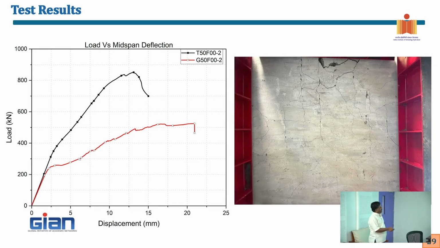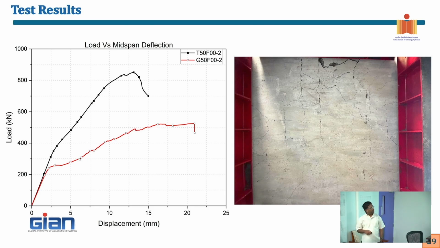You see nice distributed cracks. Both of them failed in a similar way. But what we find here is this one failed at about 500 kilonewton, and this one was able to take higher load. What's the floor, sir? This is a 150 mm thick slab. For the reinforcement, the black is with steel and G is with GFRP.